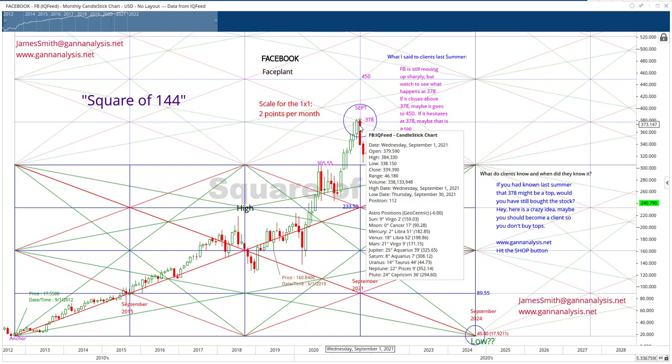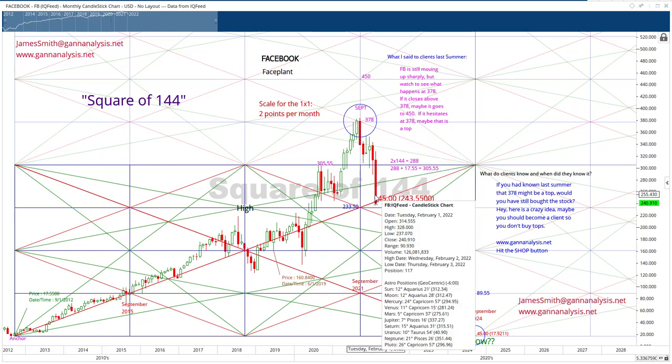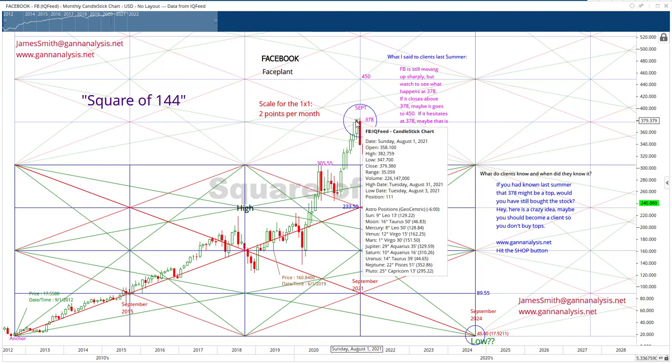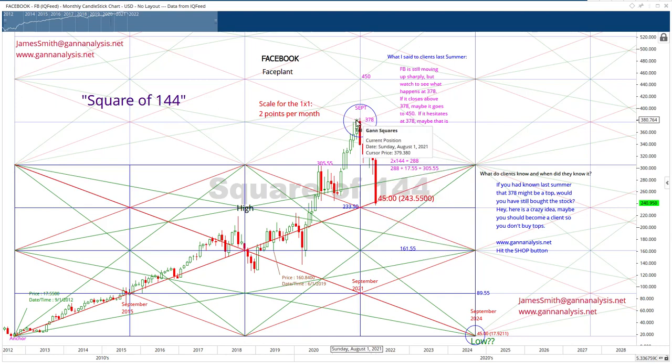Now, a lot of talking heads on CNBC will say they predicted this. Trust me, they were nowhere to be seen last summer when this thing was topping. And I don't blame them. They have no playbook. All they have to do is flap their gums on CNBC and offer opinions. I'm not offering an opinion. I'm offering science. This is the geometry of time and price. You're looking at the square of 144, which is one of Gann's most important squares.